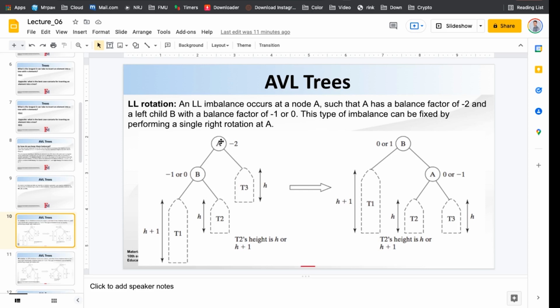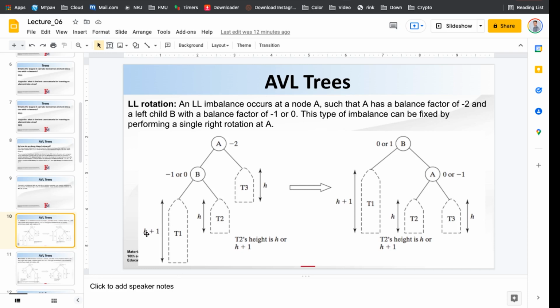So we have A, we have B. Now let's imagine that B has two subtrees. The height of the left subtree is h plus 1, the height of the right subtree is h, and the height of the right subtree for A is also h. So when I'm looking at it, how do I know that I need to perform LL rotation? The way I remember that is I'm just trying to find the node which is not balanced.